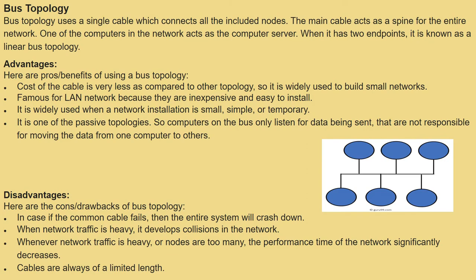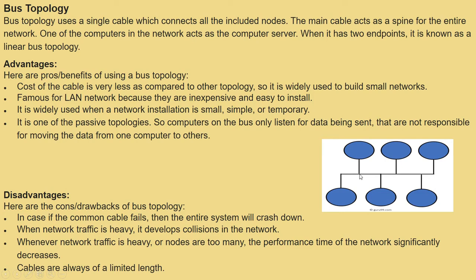Okay, now go for the next one, that is bus topology. It uses a single cable which connects all the included nodes. The main cable acts as a spine for the entire network. One of the computers in the network acts as the server. When it has two endpoints, it is known as a linear bus topology. As per bus topology, one single cable is connected to all the nodes.